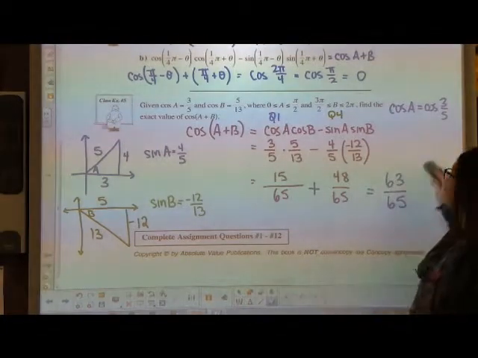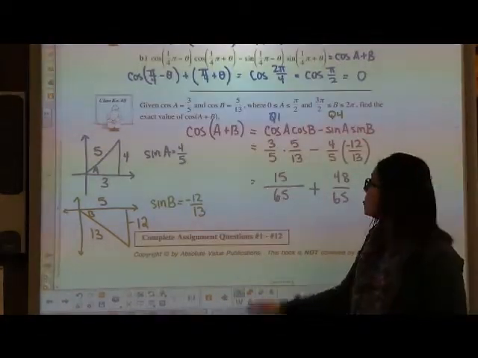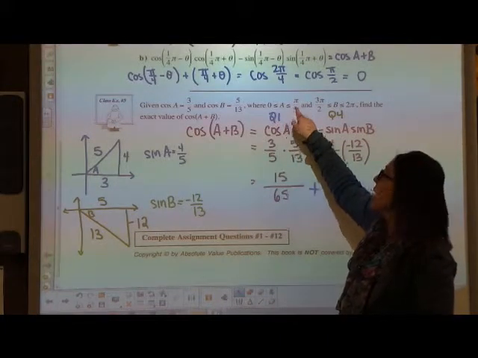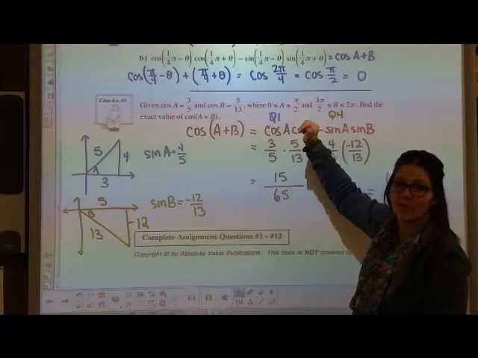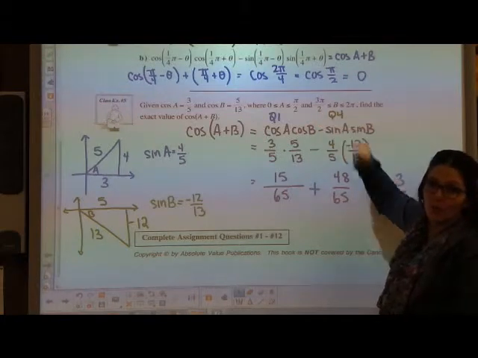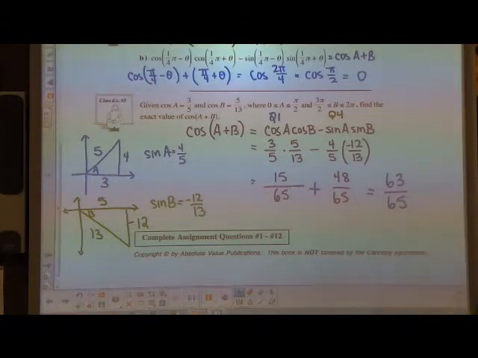How did you know what quadrant we were in? The domain's right here. So pi over 2 is 90, which is the first quadrant, and then this right here is the fourth quadrant. So you will be given that information. Okay?